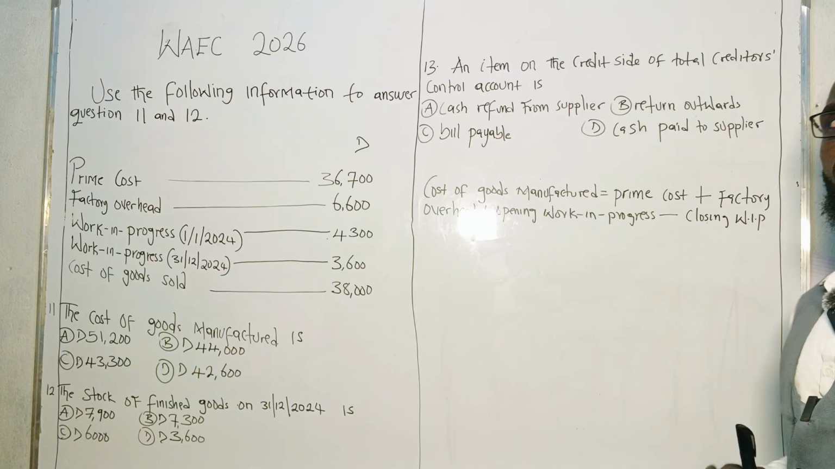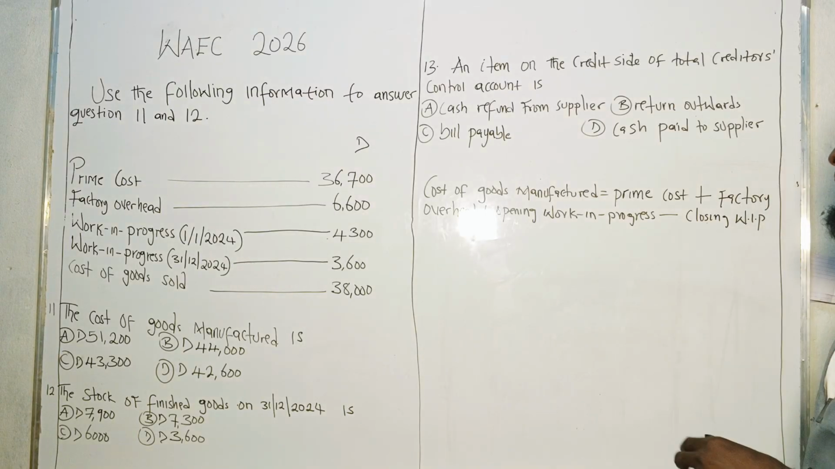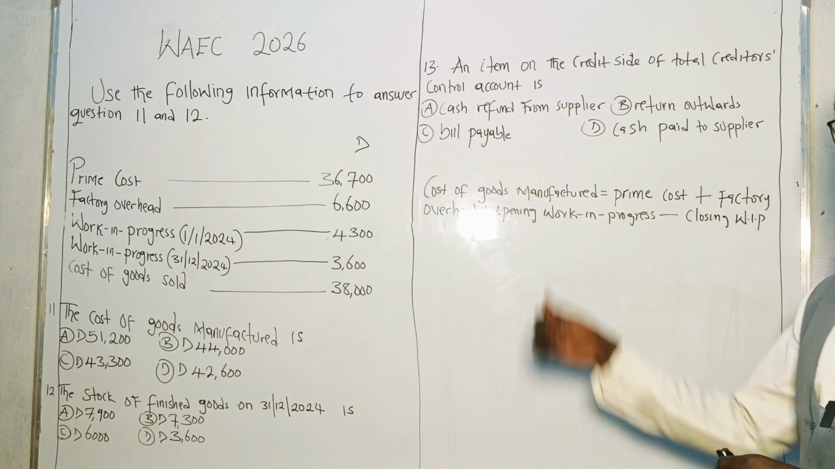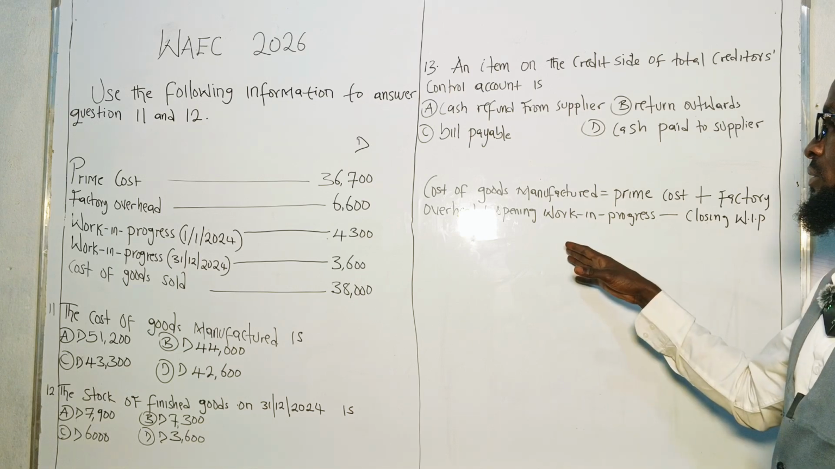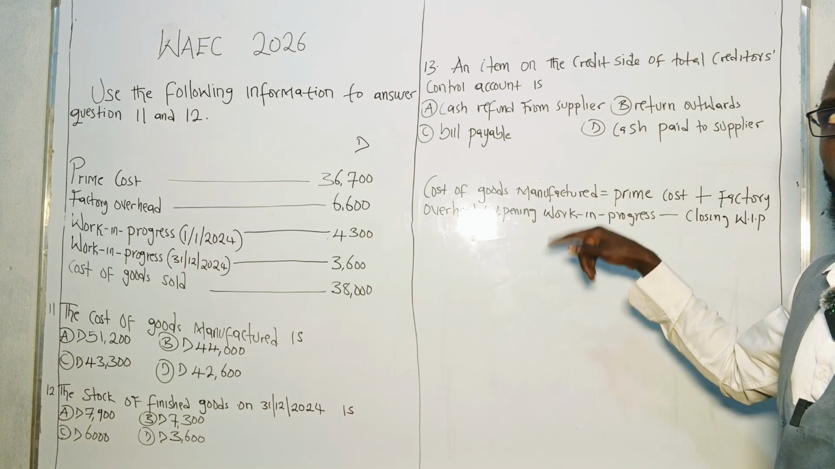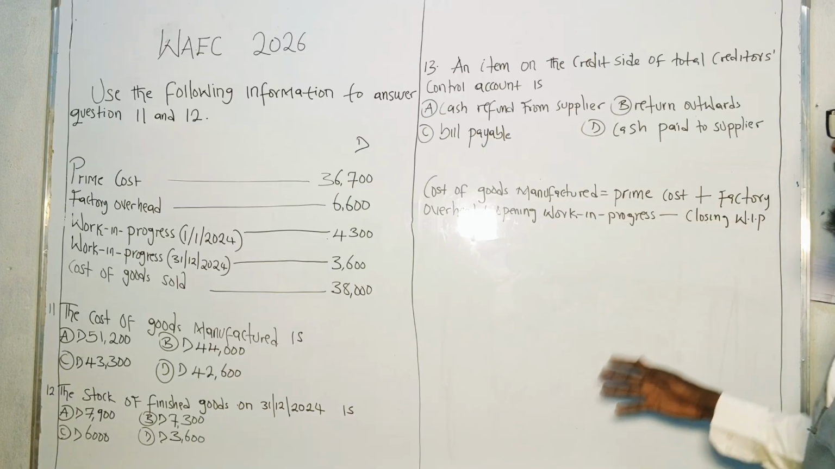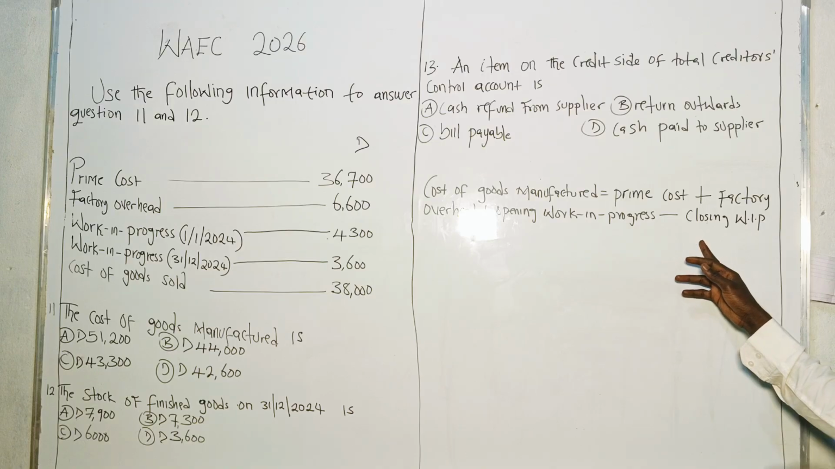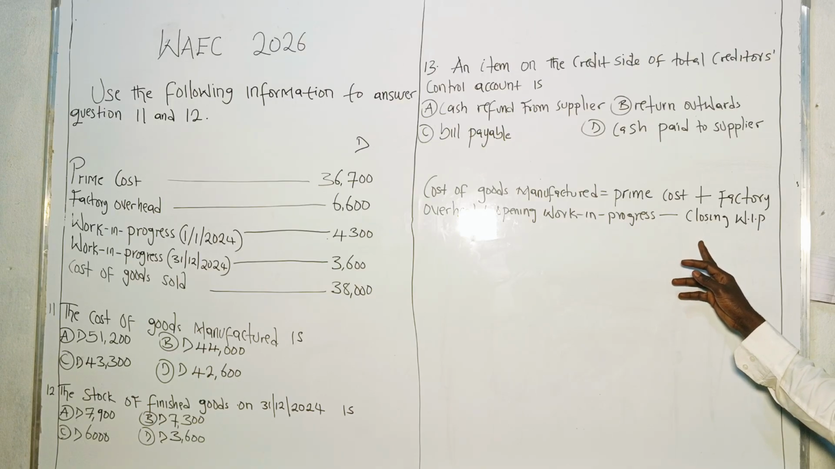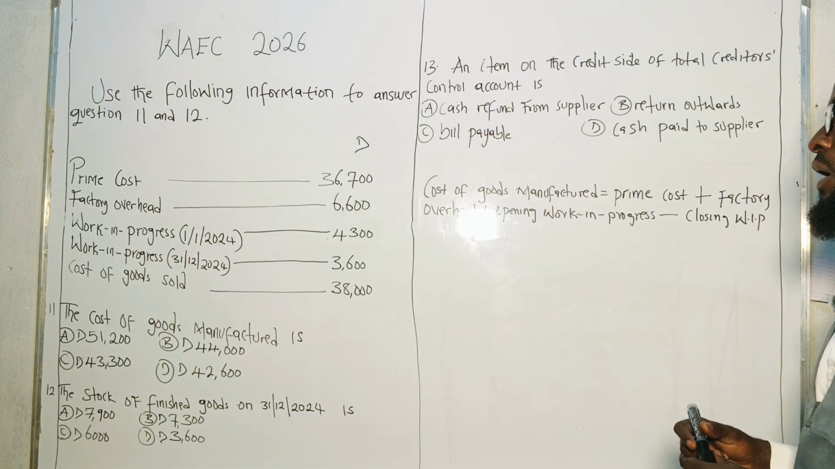Remember, opening work in progress is the closing stock from the last year. Opening stock for this year you borrowed from last year. So these were still incomplete. You did not complete them in the previous year; you completed them this year. And the reason why we are deducting closing stock is that there are some incomplete works that have to be deducted for this year. That's why we have to deduct it. So let's put the figures and see our answer.